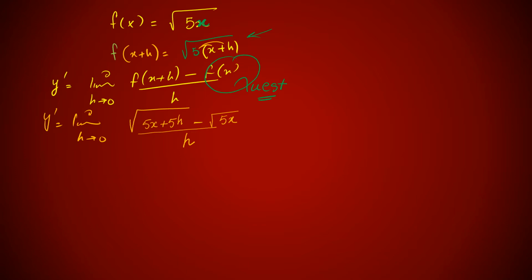Whenever we have such functions, we always prefer rationalization. And why do we use the rationalization process? Because we want to get rid of this h. If we have h over here, we will get the indeterminate form 0 by 0, which cannot be solved easily. So in order to get rid of this, we try to rationalize.